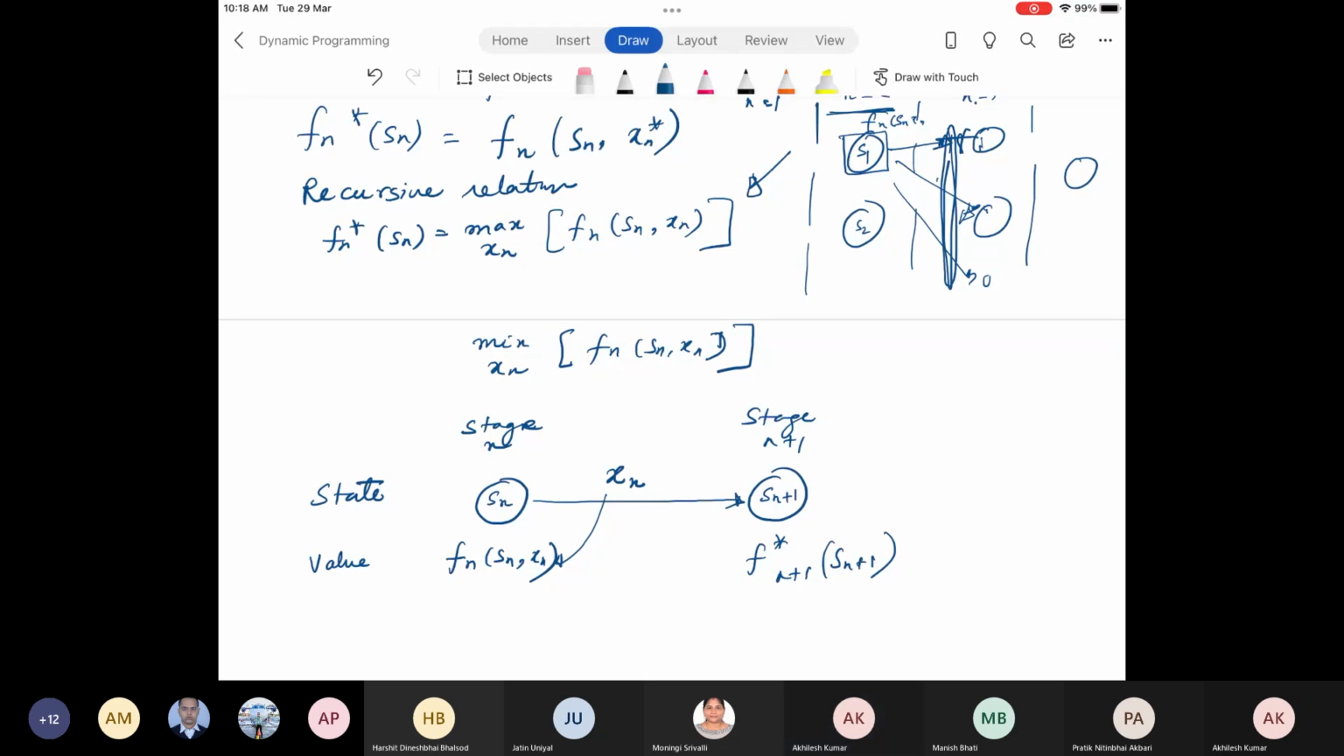So immediate contribution plus all the future contribution, that makes the dynamic programming structure, how a state changes from one stage to another stage. Is this clear? Let me write it as contribution of Xn, the immediate contribution, plus all future contribution.